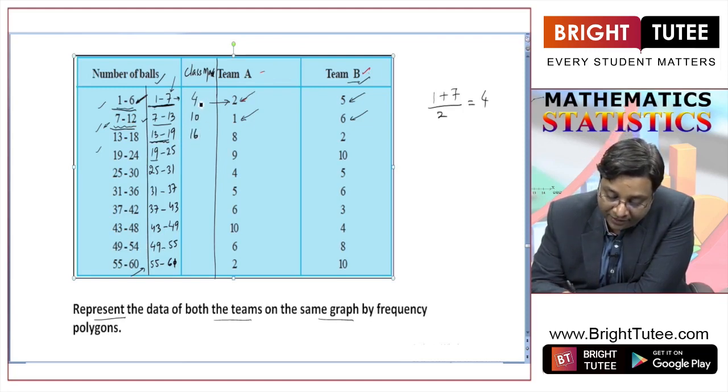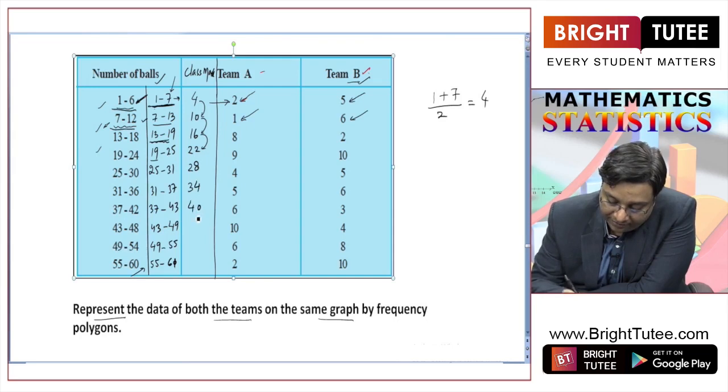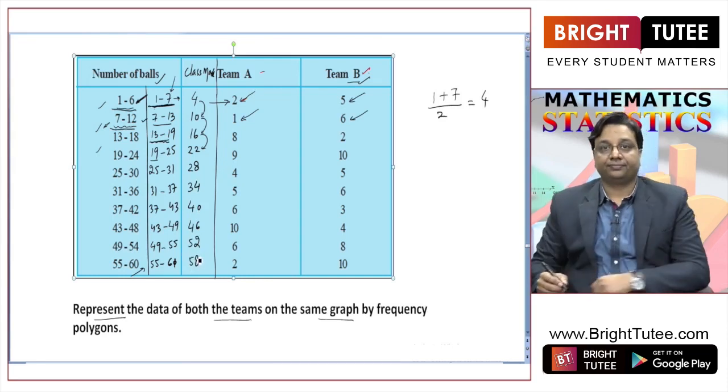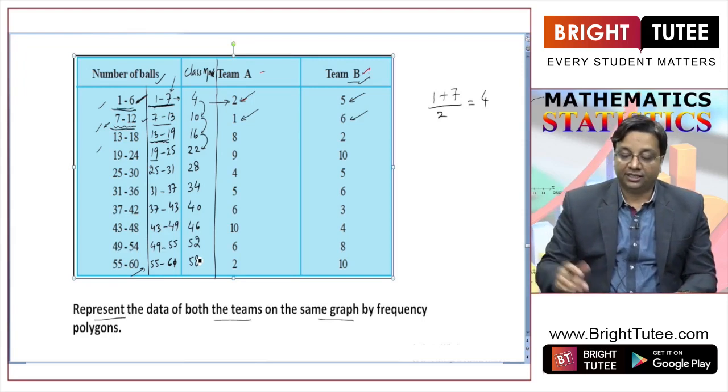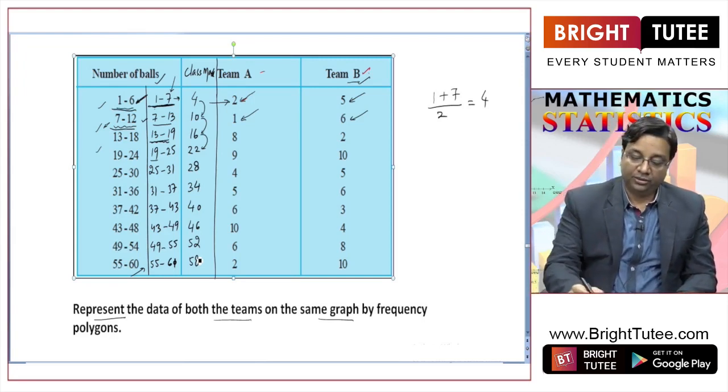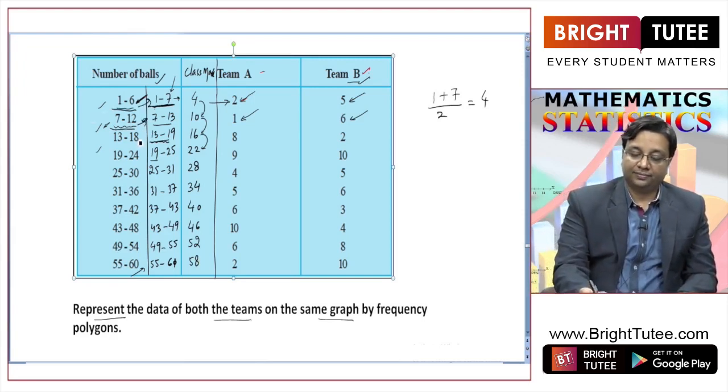So you see there is a gap of 6. 4 plus 6 is 10. 10 plus 6 is 16. So it will be 22. I have added 6 in this, right? So it will be 28, then 34, 40, 46, and then you add 6 here, 52, and then you add 6, that is 58. Okay, so these are the class marks corresponding to these classes.